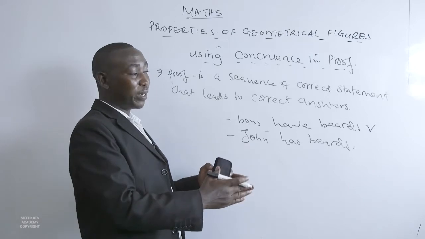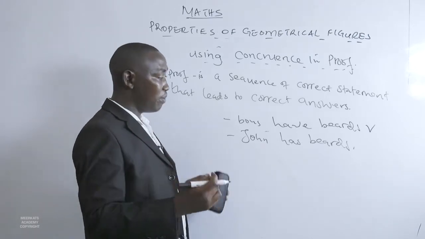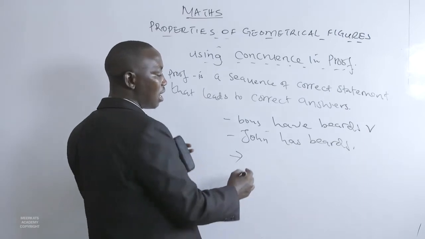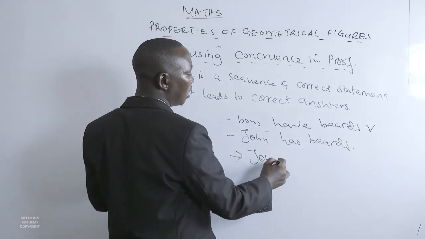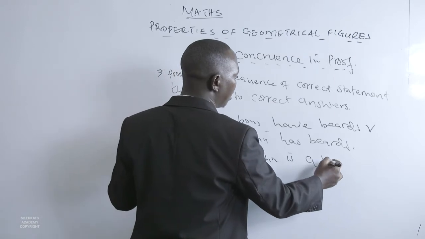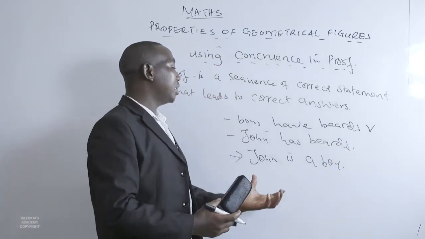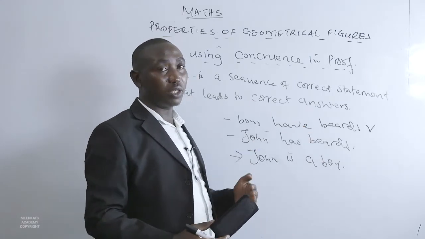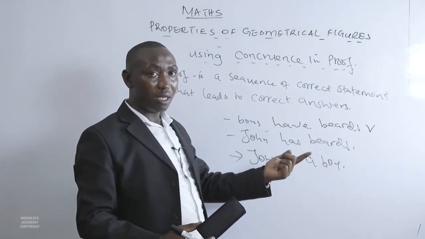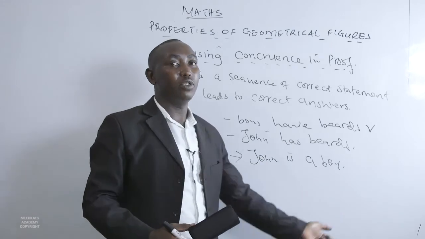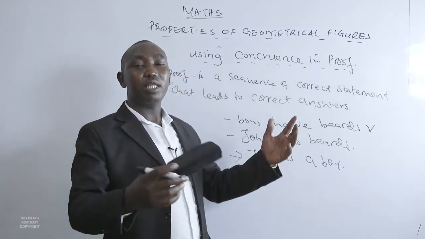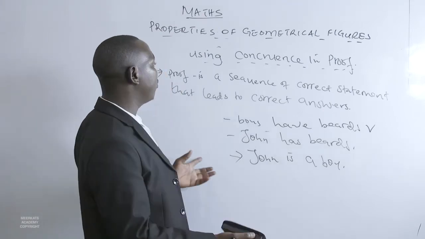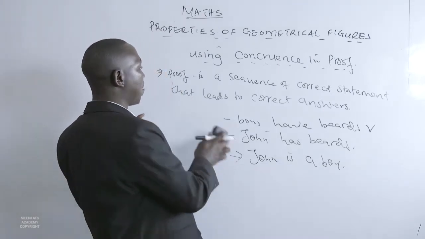Again, we have observed this particular person and we have found out that he has the beards. So what is the conclusion, or what is the answer? We can now conclude that John is a boy. So this is an answer that has been built up from the two factual statements. Boys have beards, John has beard, therefore John is a boy. So the same can happen in mathematics whenever we are using the proof of congruence.